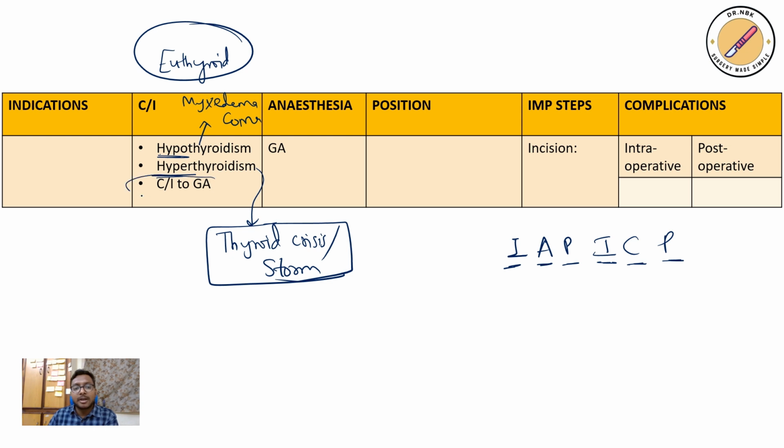And other contraindications can be, I told you thyroidectomy is done under general anesthesia. Whatever the contraindication to general anesthesia, that is also a contraindication for thyroidectomy, right? So I told you the anesthesia is nothing but general anesthesia, and the position of the patient is Rose position. Then we will discuss the operative surgery important steps. Then coming to the last one, complications.